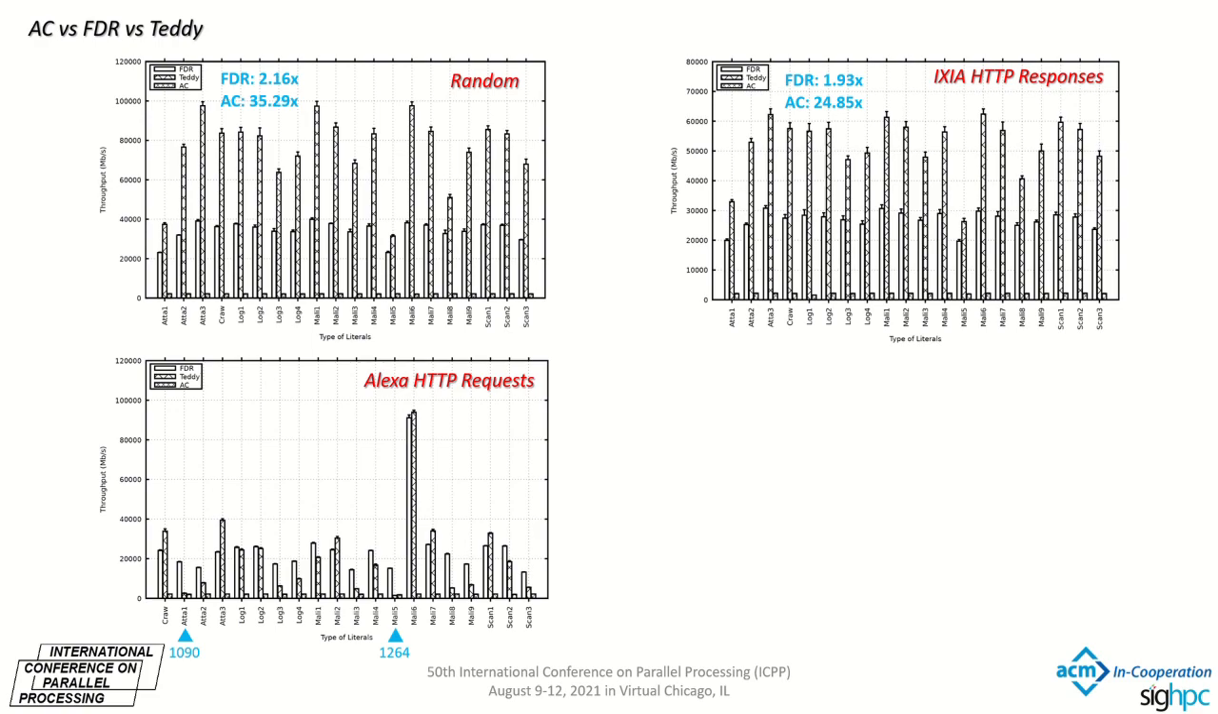Here we show the performance comparison of AC, FDR, and Teddy. In the first 3 figures, the row unit is the type of needle, and the column unit is the source input. As we can see, on the different inputs, Teddy has at least 1.93 times performance improvement over FDR, and 24.85 times performance improvement over AC. In the third figure, we can see that Teddy's performance will decline slightly in large scale. This is in line with our expectations for Teddy.